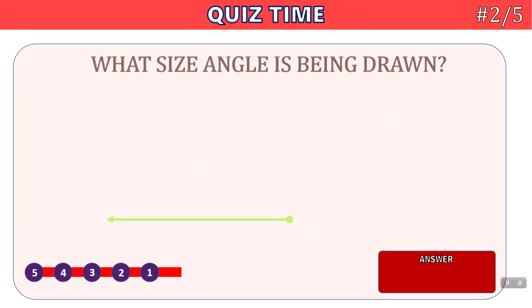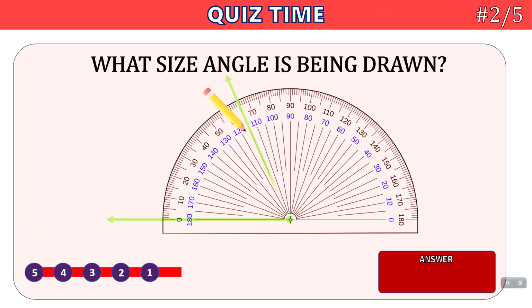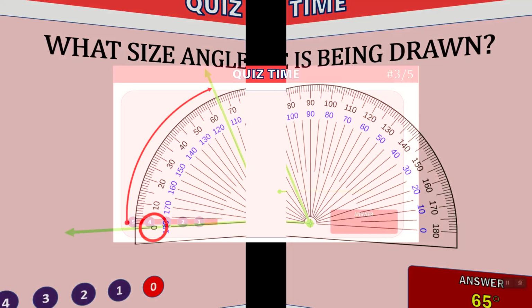Number 2, what size angle is being drawn? Time's up. The answer is 65 degrees. Again, we locate the 0 on the ray that is horizontal. And we see that is the outside scale. And we go all the way up to where the second ray is. And that is exactly between 60 and 70. And the midway point of 60 and 70 is 65 degrees.